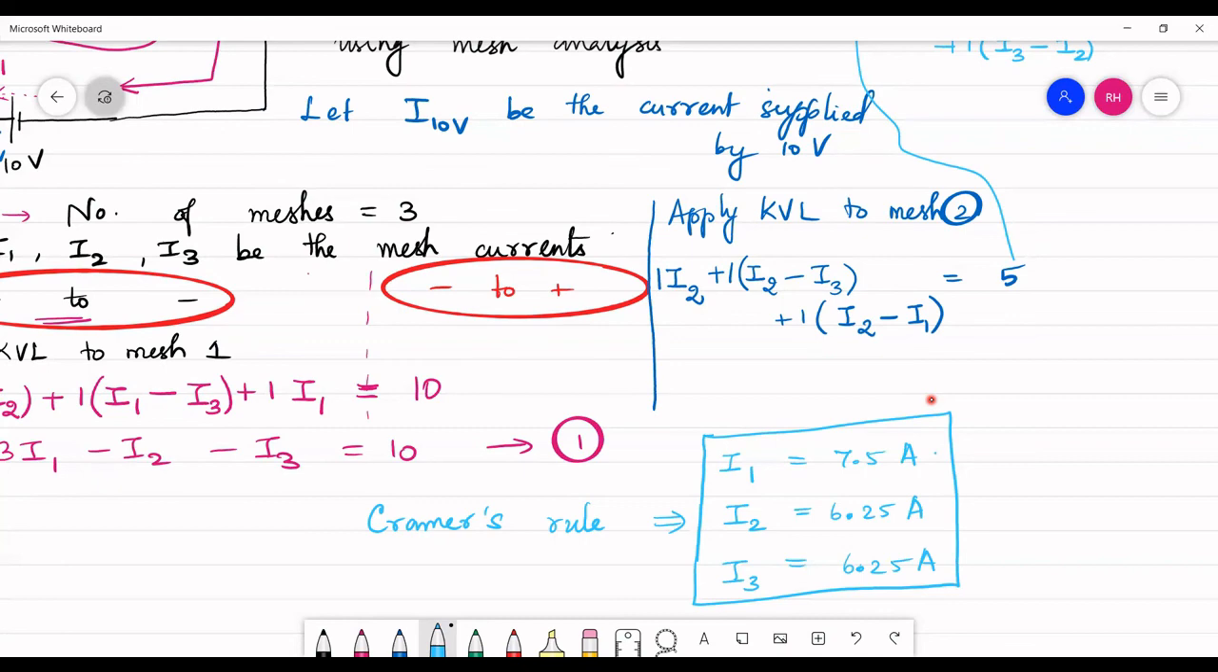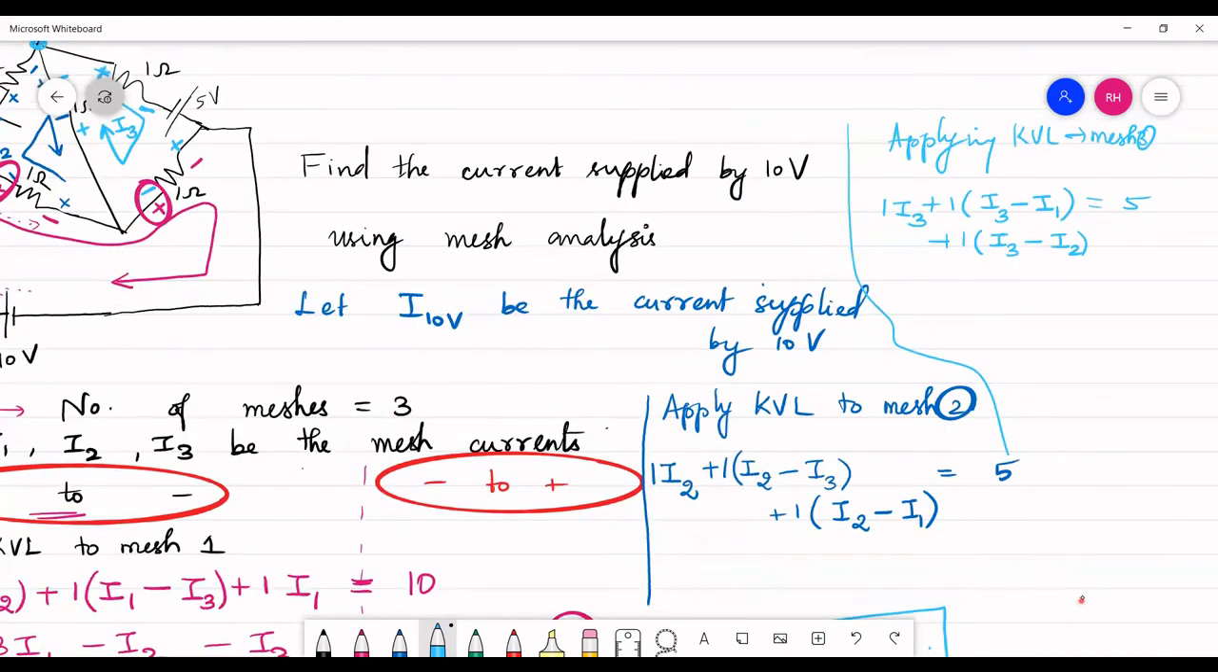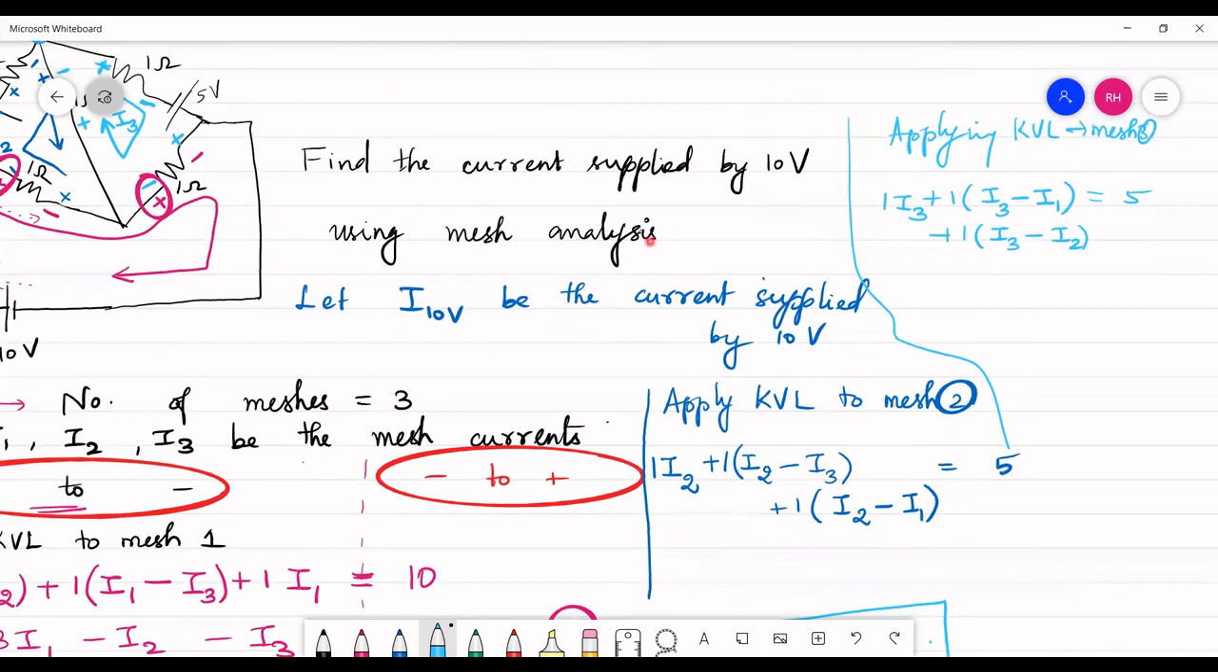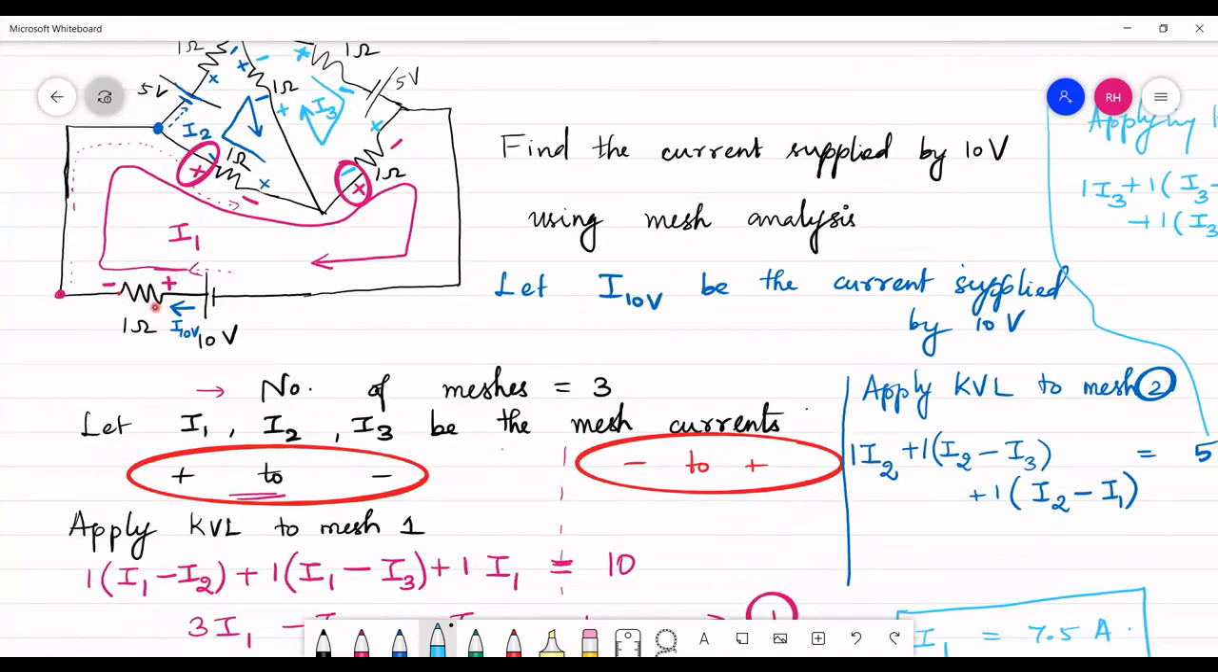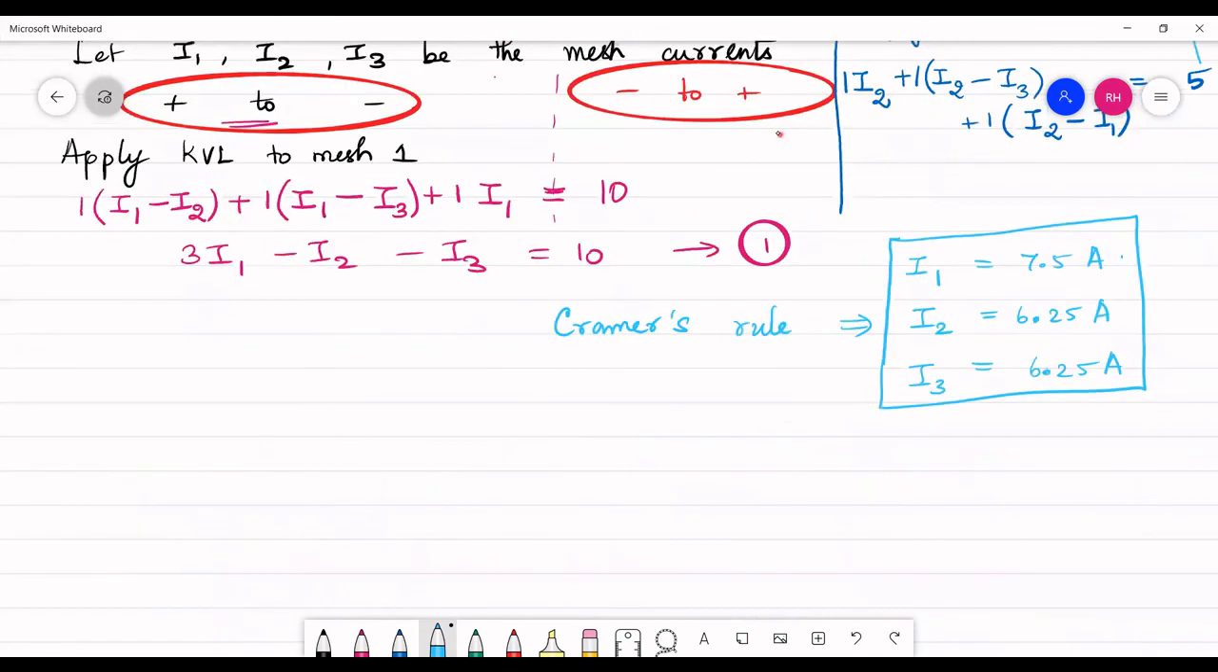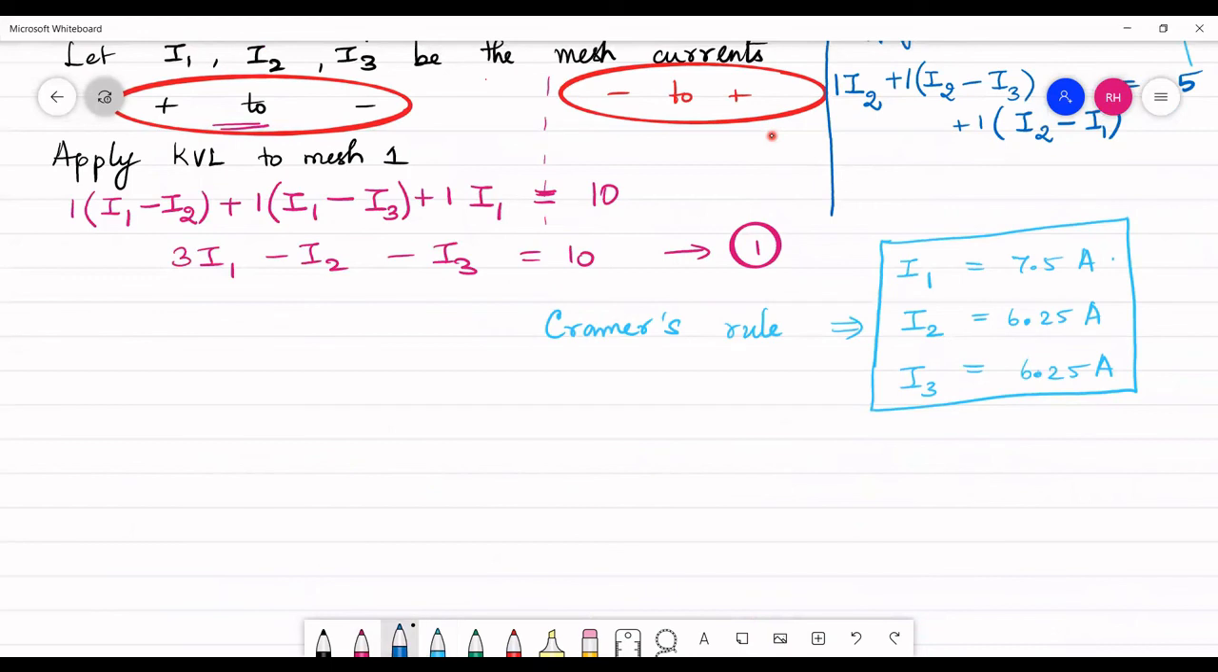So what did we see as the sixth step? The sixth step was to answer the problem statement. What is the problem statement? Find the current supplied by 10 volt. From the 10 volt source, I have a current I1 coming out, right? Do you agree? This is the current that is coming out of this 10 volt. So the current that I'm supposed to find, I 10 volt, is equal to I1, which is equal to 7.5 ampere.